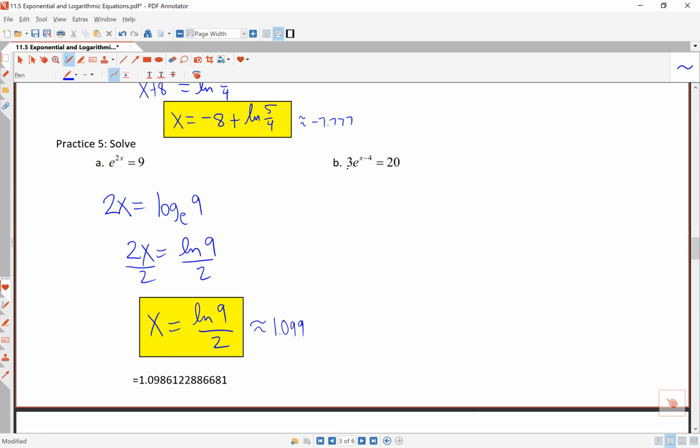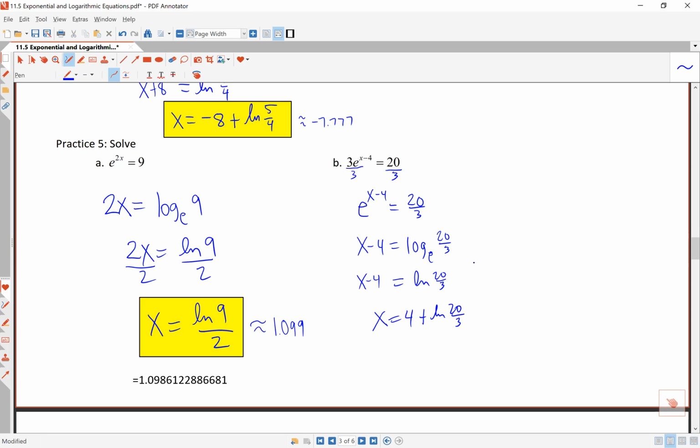Letter B, the exponential portion needs to be isolated. So we have to divide by that 3 because it's being multiplied. And then we have e to the x minus 4 equals 20/3. The exponent is x minus 4. The base is e to get 20/3. Well, we call that the natural log of 20/3. Solving for x, we have to add 4 to both sides, 4 plus the natural log of 20/3.